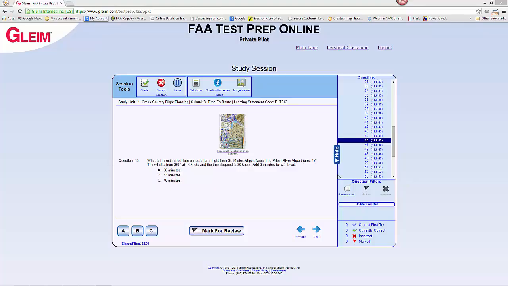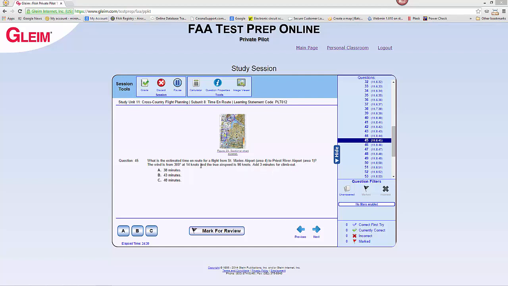What we have here is a time, speed, distance problem. What the question is asking is to estimate the time en route for a flight between two airports on the chart with a given wind and a given true airspeed, and then adding extra time for the climb out.